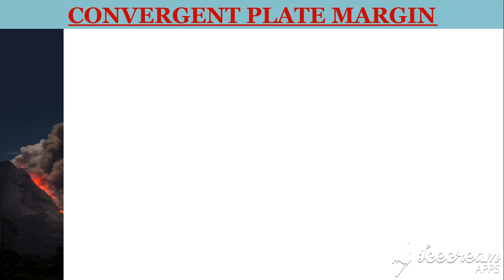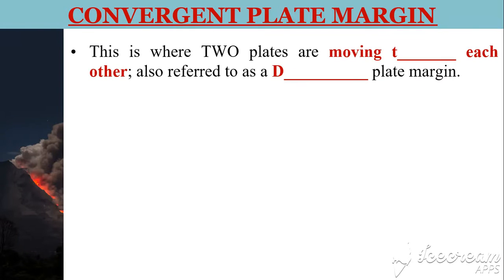Alright, so now we're going to zoom in on the convergent plate margin. So let's do a quick recap here. This is where two plates are moving towards each other. And if you had watched the video that was posted, we know that this is also referred to as a destructive plate margin. Now, as it relates to the convergent plate margin, we know that the plates are moving towards each other, which we have identified there.